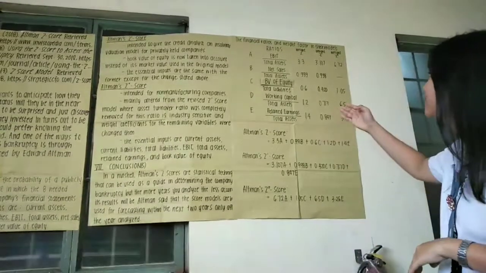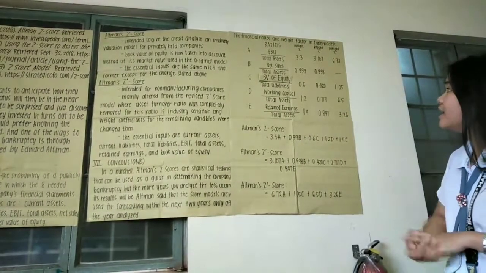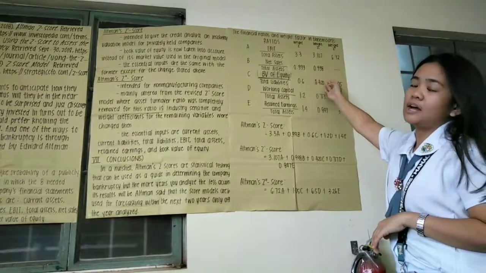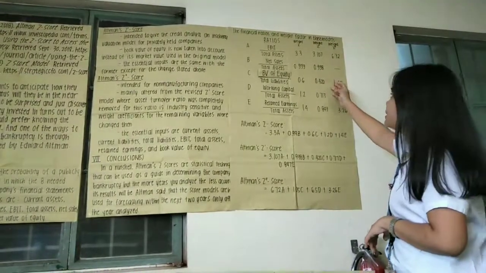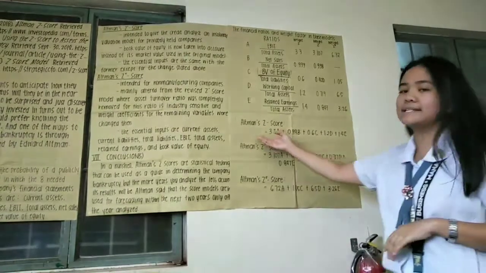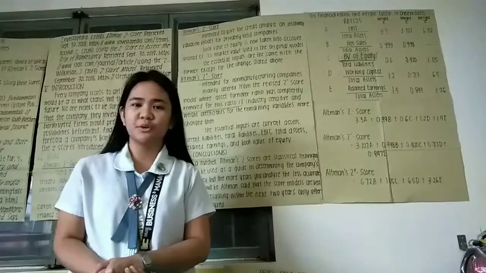For the weight factors of these models, we have here the standard Z scores, the Z prime scores, and of course the Z double prime scores. As I said earlier, the asset turnover ratio was removed in the model for non-manufacturing companies, so we don't have any weight factor for that anymore. This is the summary of the equation for the different Z scores. If you want more explanation and examples for the different models, I'm going to show them on Friday.